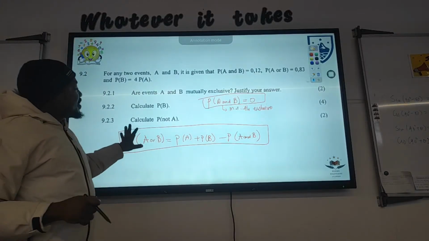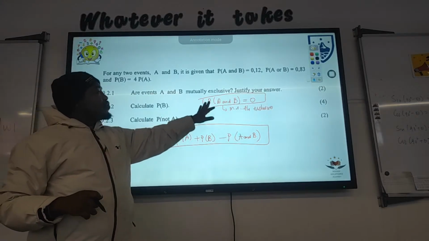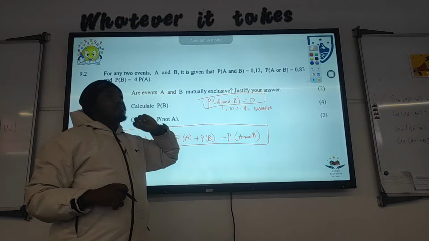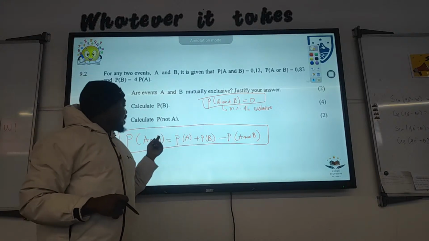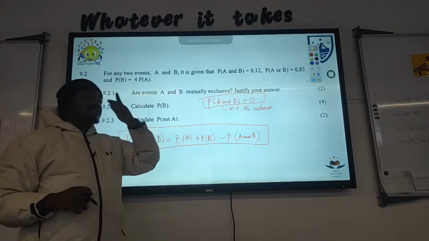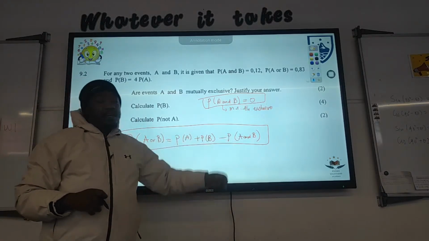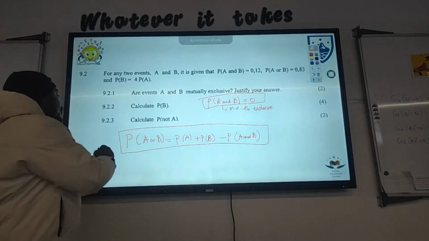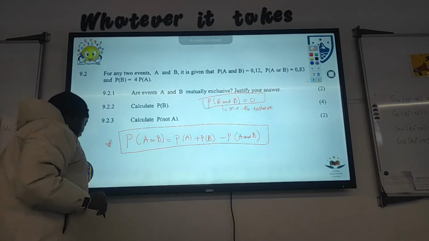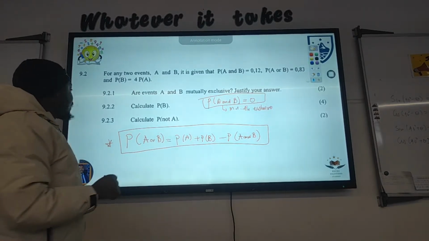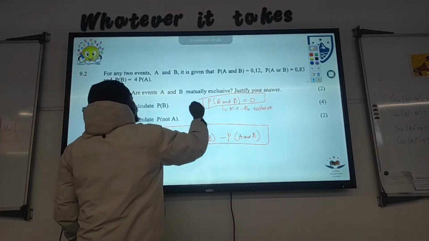And then if these events are mutually exclusive, it means this part will actually be 0. So for all mutually exclusive events, this formula will just be P(A or B) is equal to P(A) plus P(B), because these events are mutually exclusive. But yes, do remember, this is your other important formula. This is also very important for you to remember.